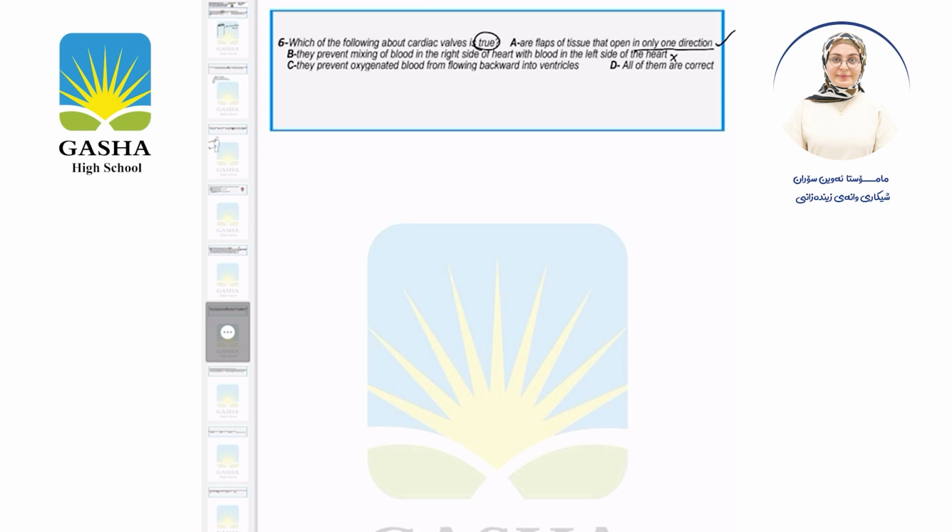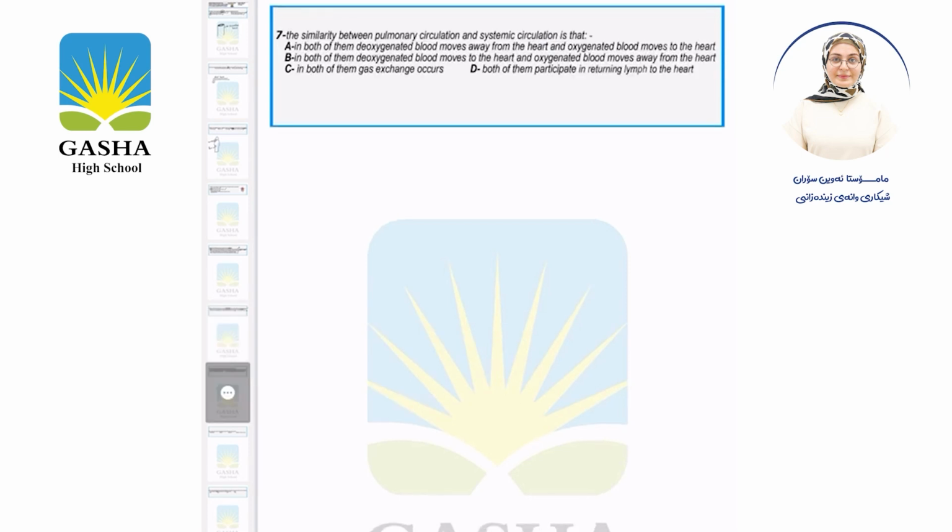C, they prevent oxygenated blood from flowing backward into a ventricle. This one also is not true, because the cardiac valves are not doing this. Vein valves do this function. So this one is not true. D, all of them are correct. No, because A and C are incorrect. So this one is also not true. So the most true answer for question 6 is A.